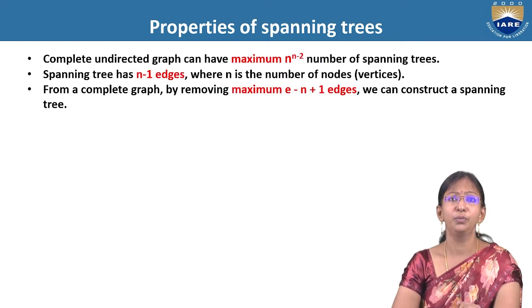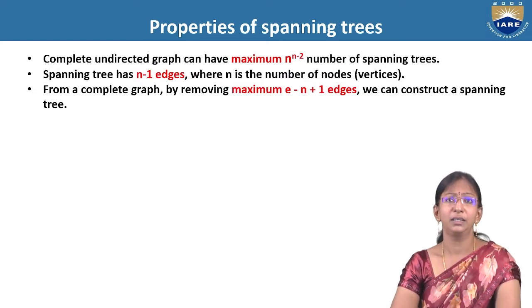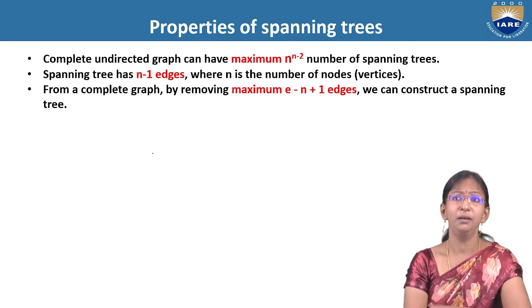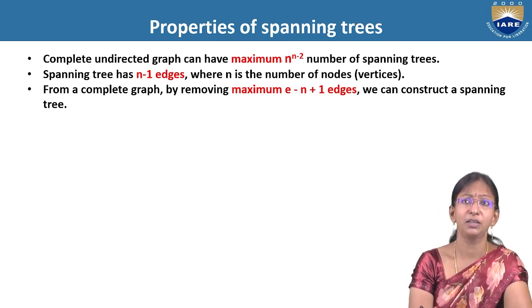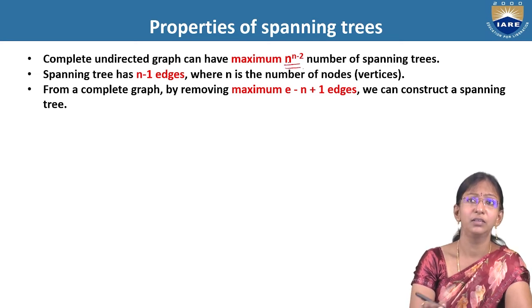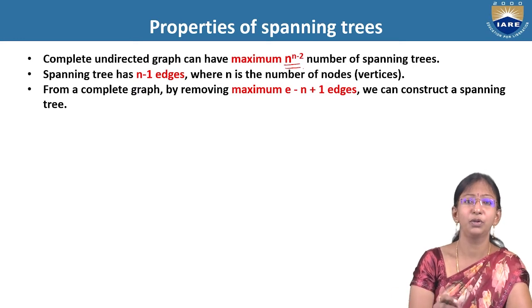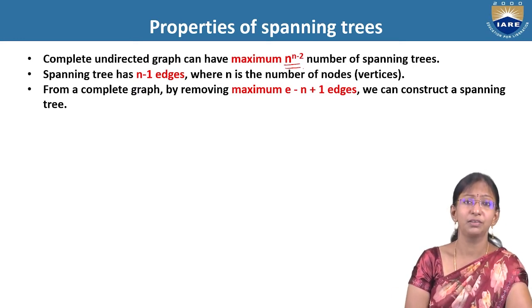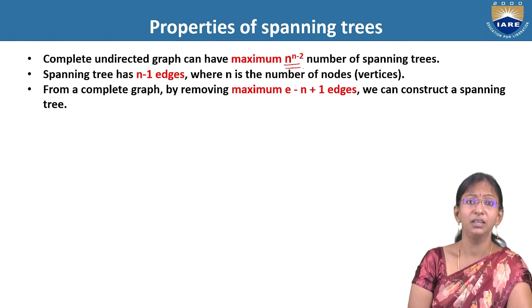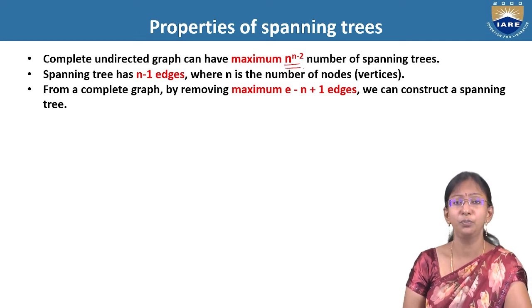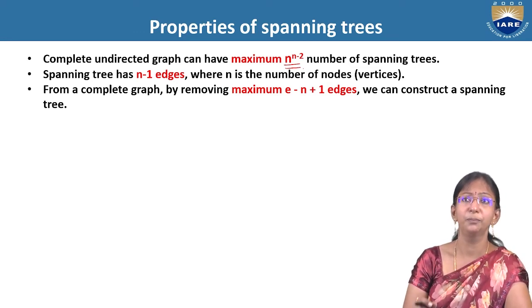Okay, a few more properties. In a complete undirected graph, you can have a maximum of n power n minus 2 spanning trees. This is a very important point, guys. Based upon this point, I have seen a number of questions in GATE, right? All these properties of spanning trees are very important from the GATE point of view, and from an interview or placement point of view also. So please do remember the properties of spanning trees.